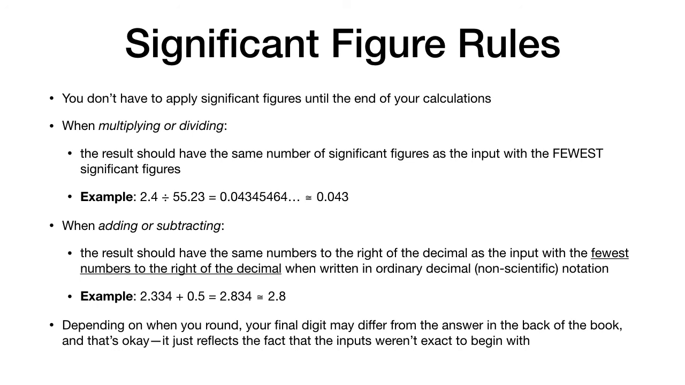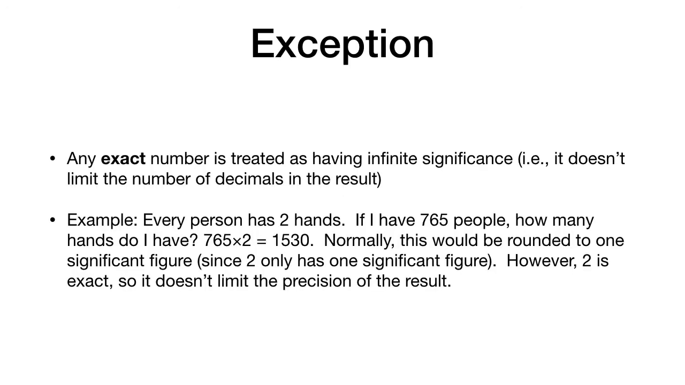Now, there is an exception to these rules, and that is for exact numbers. Any exact number is treated as having basically infinite significance. In other words, it doesn't influence the number of decimals in the result. So, for example, every person has two hands. If I have 765 people, how many hands do I have? Well, I take 765 and multiply by 2, which would give me 1,530. So, normally, this would be rounded to one significant figure, since 2 only has one significant figure. However, 2 is exact, so it doesn't limit the precision of the result. In this case, actually, the number of people is exact, because you can't have partial people either.